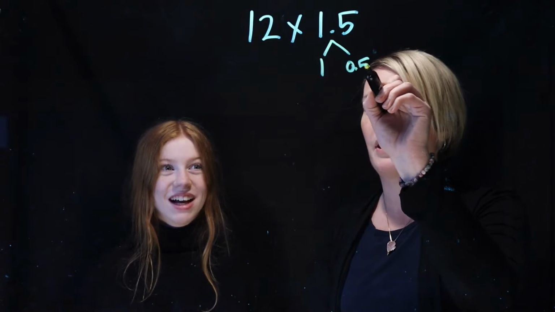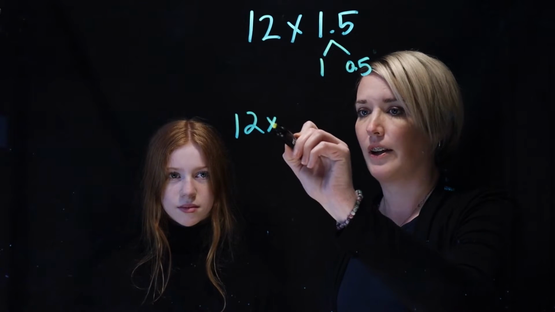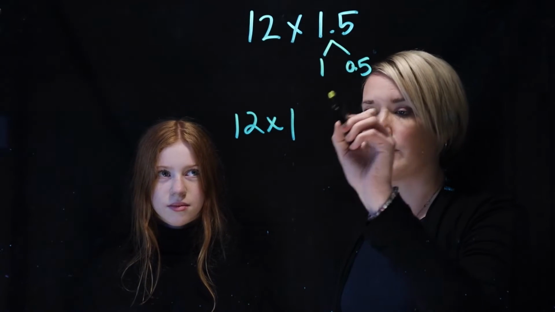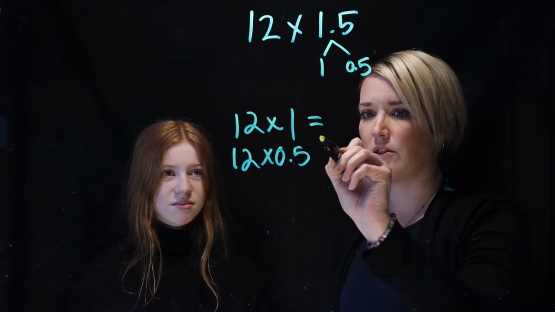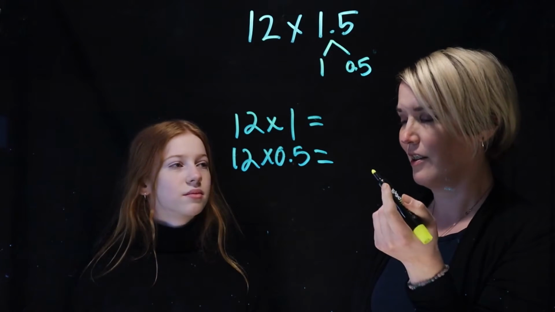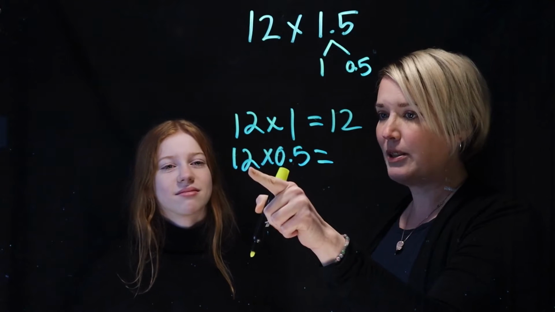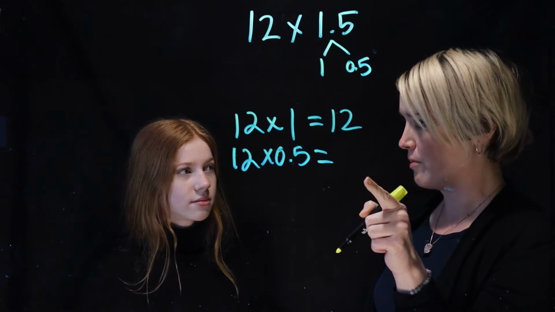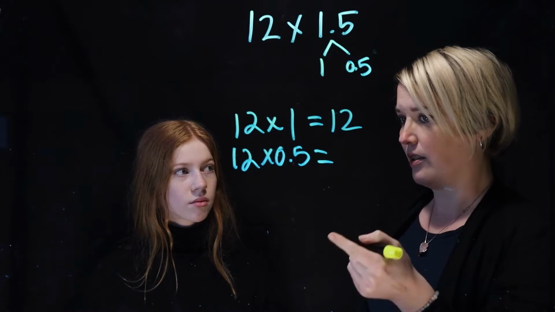Okay, so then what you're going to do is you're going to go 12 times 1, right? And then 12 times 0.5. And then you'll just add them together, right? Yeah. It's super easy. So 12 times 1, I know you know that, right? Yes. It's 12. But this might be a little bit different and a little bit harder for people watching. Like 12 times 0.5, how else can they think of that?